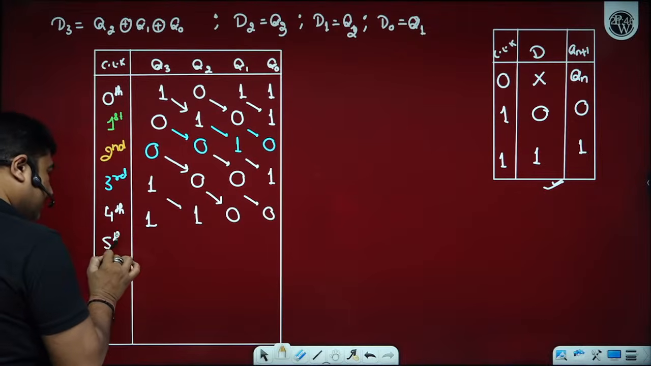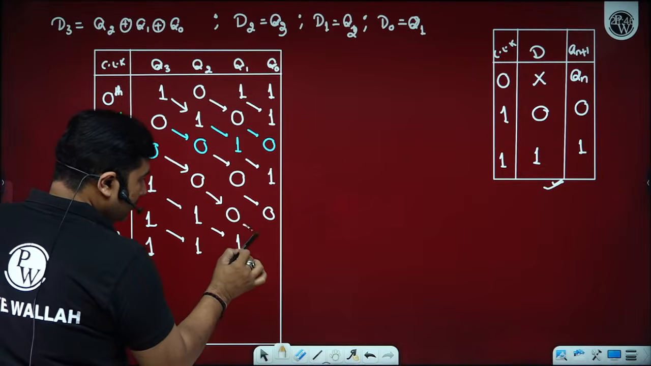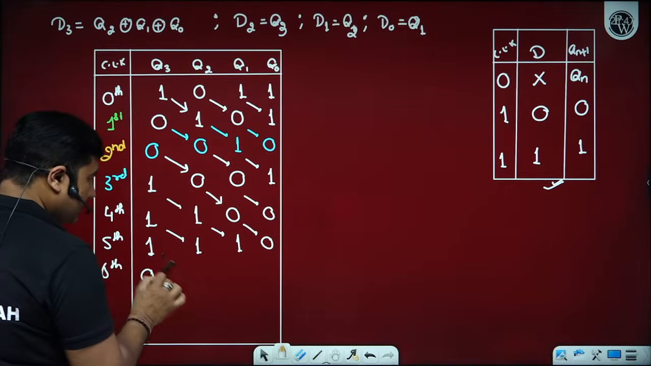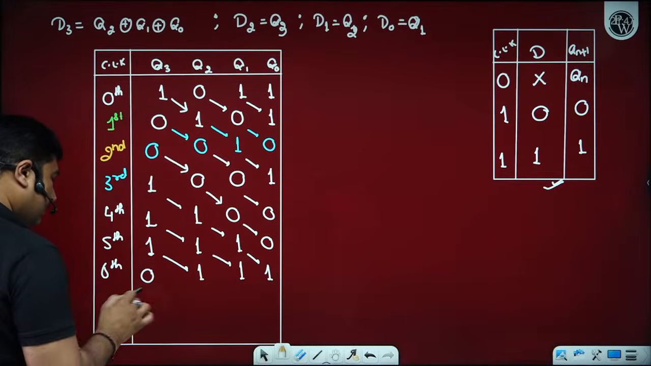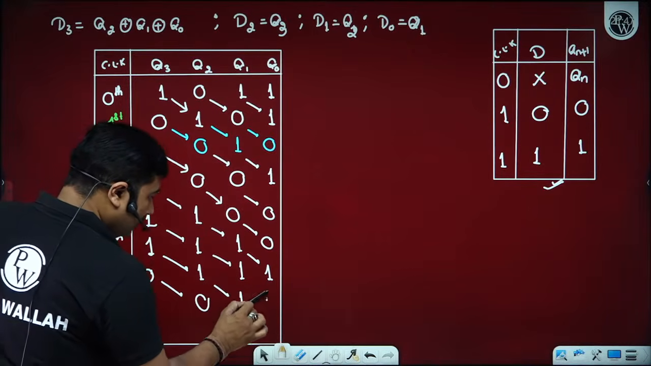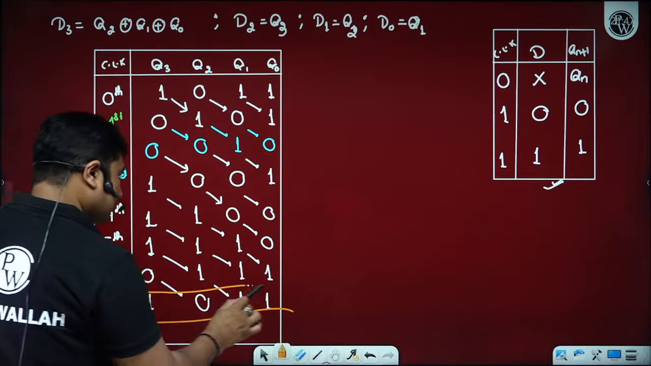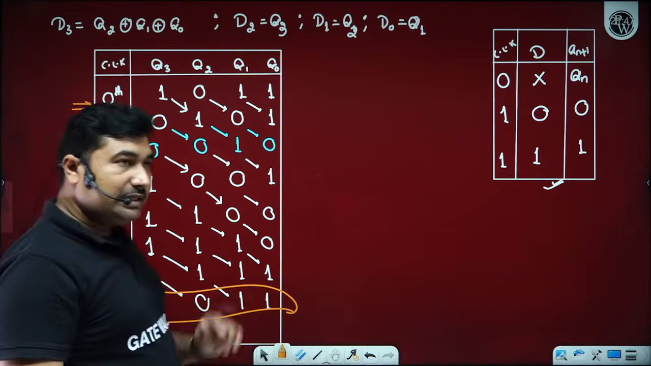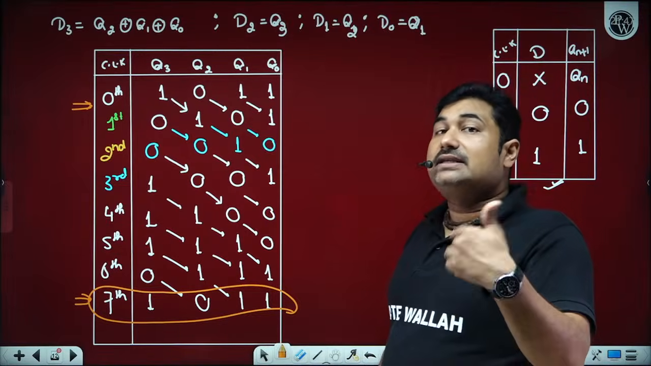After the fifth clock pulse, again odd, 1, 1, 1, 0. After the sixth clock pulse, what happened? Sir, again it's even, 0, 1, 1, 1. Then odd means on the seventh clock pulse, 1, 0, 1, 1. Sir, we are now getting the same data as available on the 0th clock pulse. It means on every 7th clock pulse, the data in the register is the same as at the 0th clock pulse.